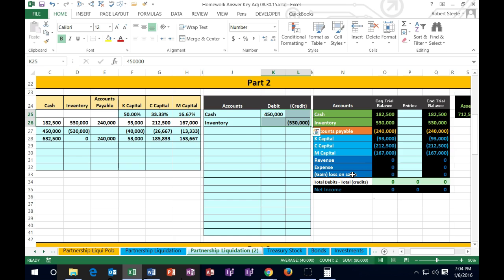They're winning by what we are going to call the loss. That's the loss on the sale because we sold it for less than what we had it on the books for. Therefore, we're going to need another debit here. That debit will be the loss. In this case, notice over here in the worksheet, we allocated that loss directly to the capital accounts.